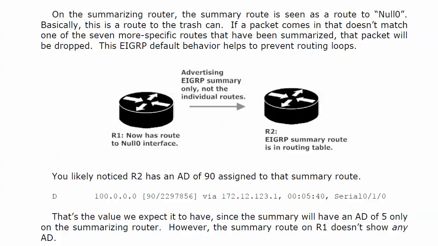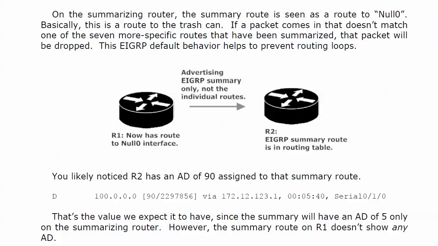All right, enough fooling around on this AD 85, enough teasing. Let's take a look and see a couple of places where we can usually spot this AD. One spot where we usually can and one spot where we always can. We know that this summary route, when R2 gets it, went in the table as an EIGRP route, as we would expect, and it had an AD of 90. That's the value we expect it to have because the summary is only going to have that AD of 5 on the router doing the summarization.